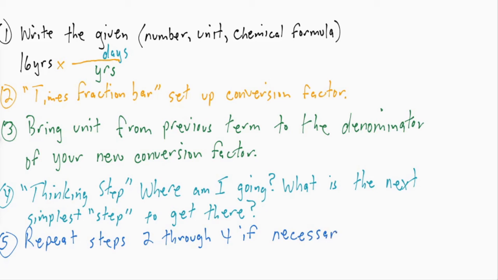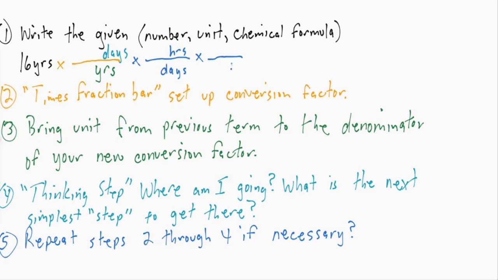Well, was it necessary to repeat these steps in the problem above? Yes, because watch this. I'm not done here. I'm not in milliseconds, so I've got to go to step 2, times fraction bar. I've got to go to step 3, which is bring down days. I've got to go to step 4 and think a little bit. Well, I'm not going to go to milliseconds. That's like jumping the mountain to the top again. But I'm going to go from days to hours. That's a simple step. Back to step 2, times fraction bar.